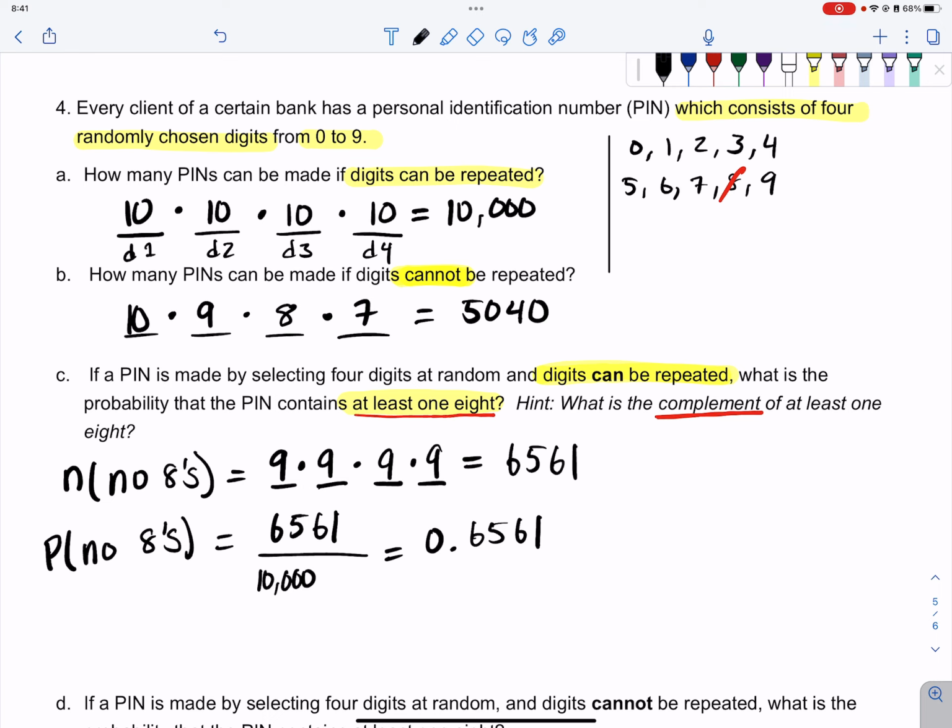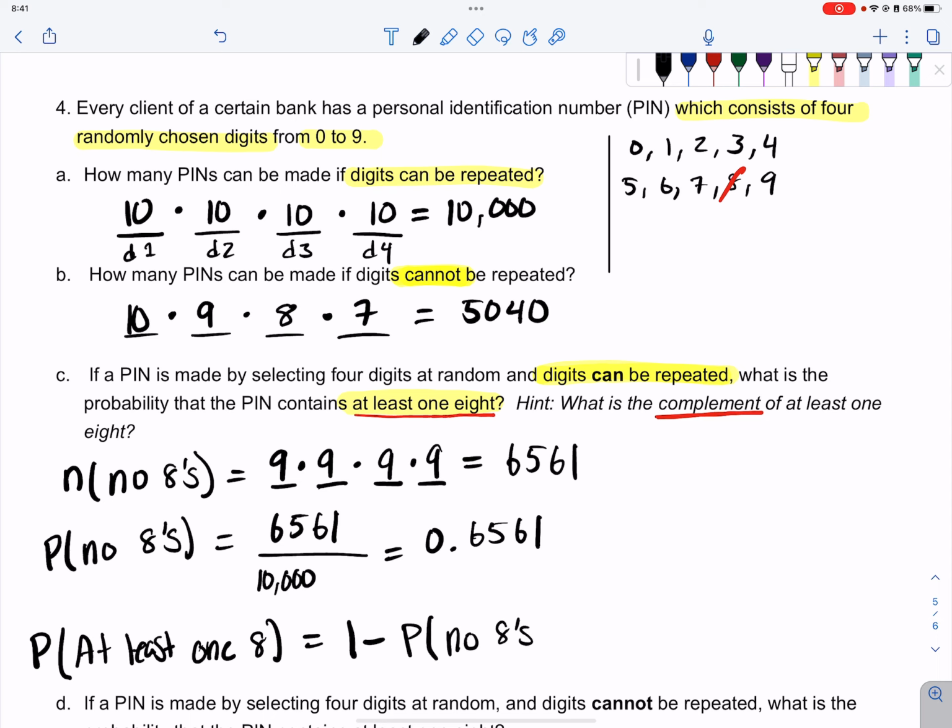And now lastly from this, we can use our complement rule to find our probability of having at least 1 8. Because that's simply just going to be 1 minus our probability of no 8s, which is going to give us 1 minus 0.6561, which is 0.3439. And that would then be our probability that the pin number has at least 1 8 in it.